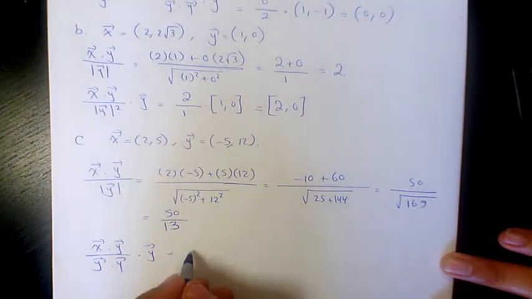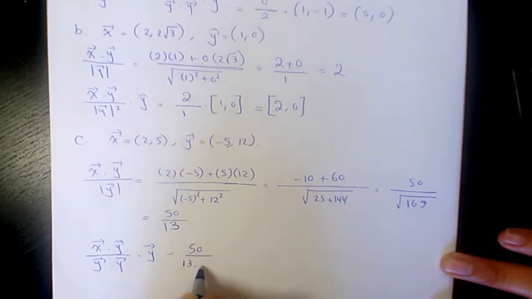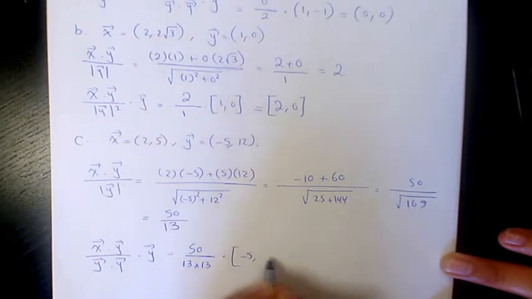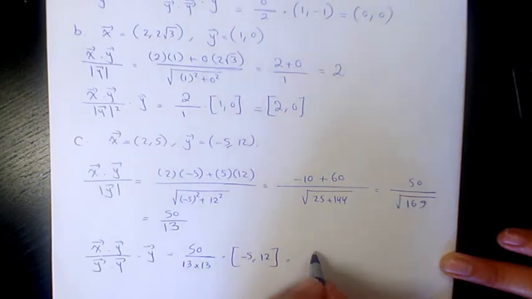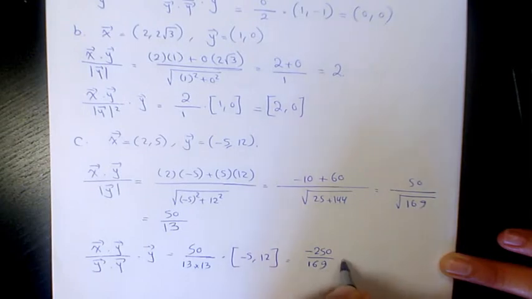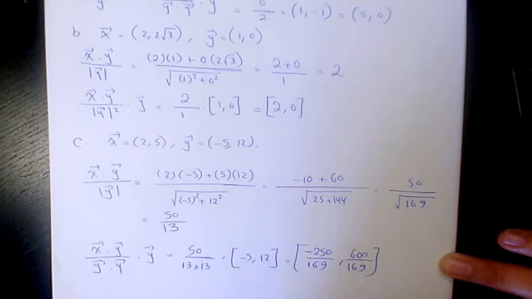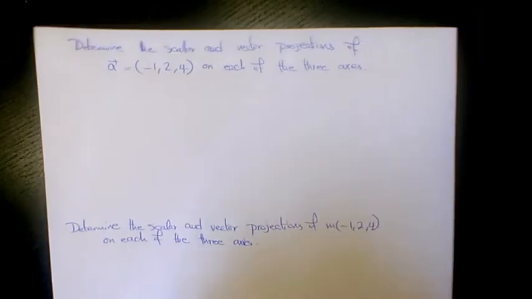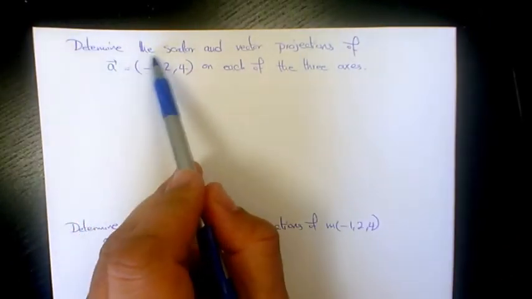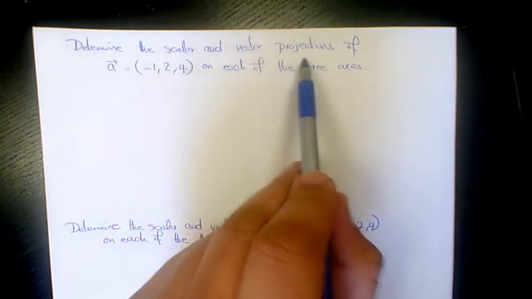So it's going to be 50 over 13 times 13, dot negative 5 and 12. So that will be negative 250 over 169 and 600 over 169. That's the vector projection.